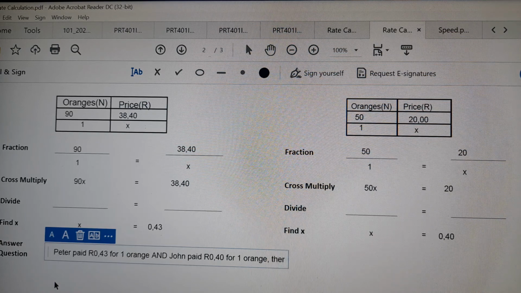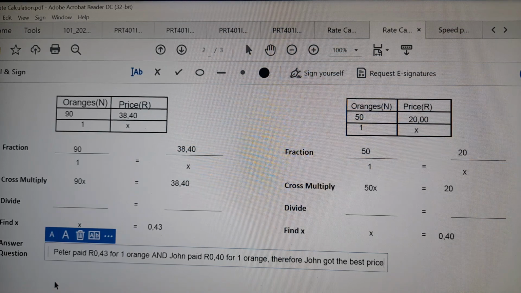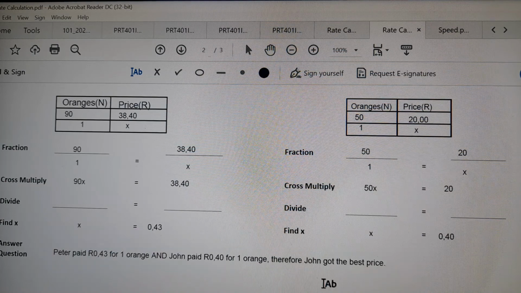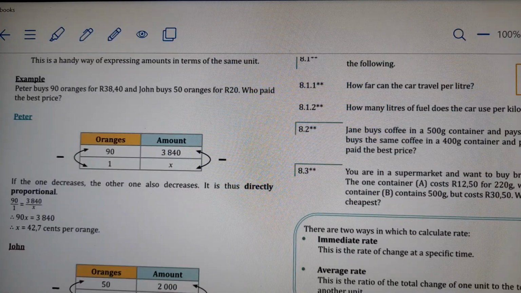Therefore, John got the best price. You see, now I've answered my question. John obviously paid lower, so it is the best price. So John got the best price. You see, this is how we do rate comparison if we have to compare between two statements.